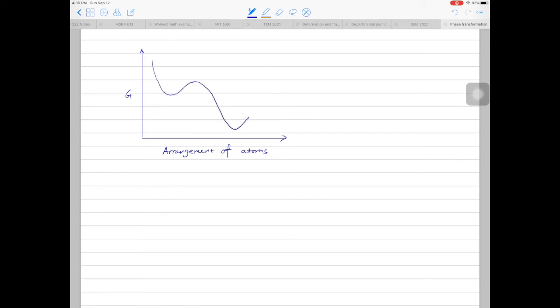There are two energy wells here. One is on the left and one is on the right. The one on the left is not the lowest energy state. Therefore, this equilibrium is called metastable.